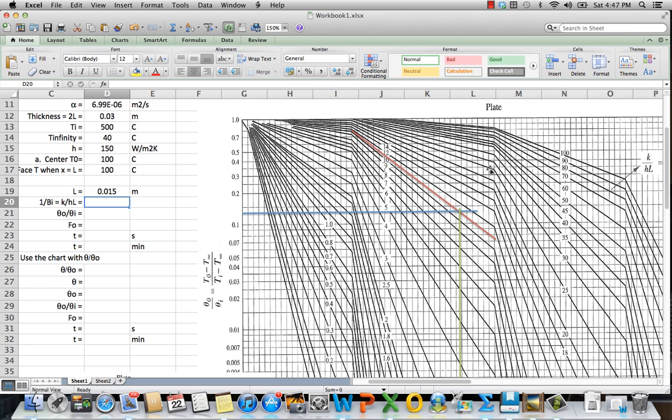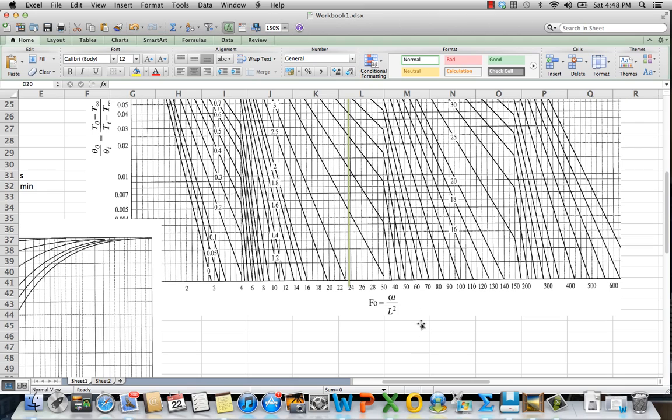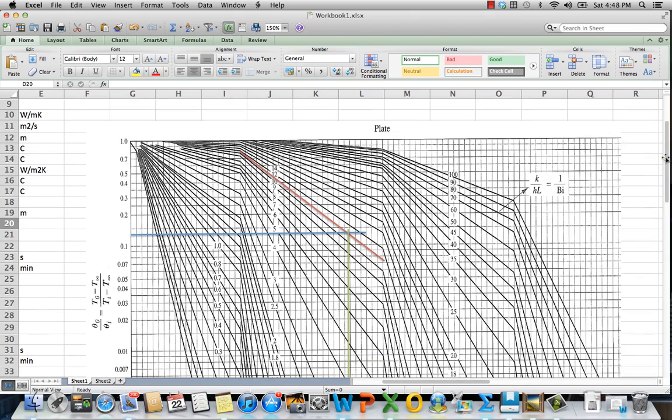The things I need to know are which of these lines I'm following, and that's described by the quantity 1 over the Biot number, so that's K over HL. I also have the temperature at the center compared to the initial along this axis, and at the bottom I have the Fourier number. When I'm looking for time, I'm really looking for the Fourier number because time is embedded in this quantity. So I'm going to try to find this using this procedure.